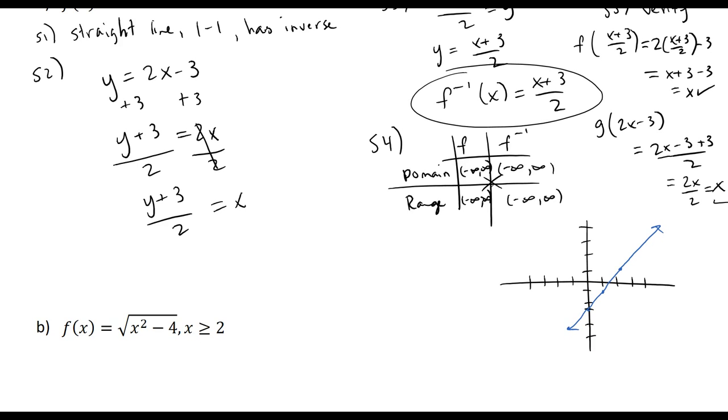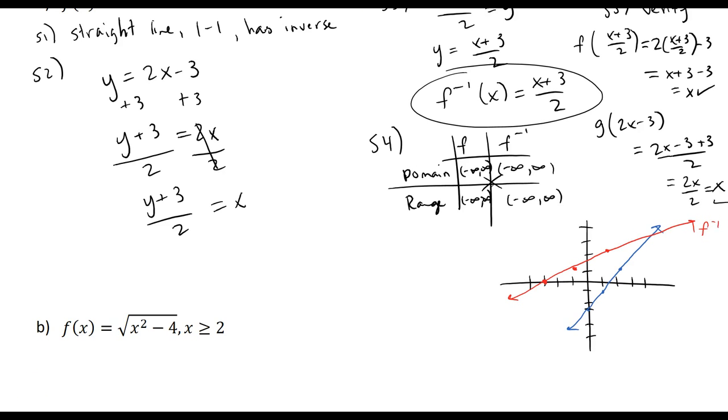And I could just swap all of the ordered pairs. So instead of 0, -3 here, I would have -3, 0. And instead of 1, -1, I would have -1, 1. And instead of 2, 1, I would have 1, 2. So this would be my inverse here in red.